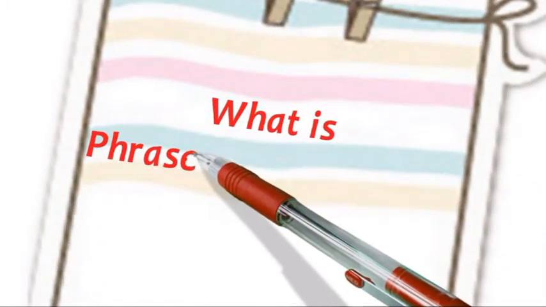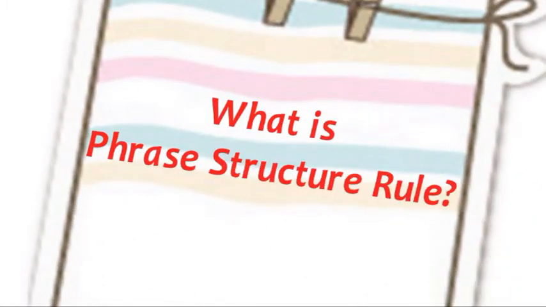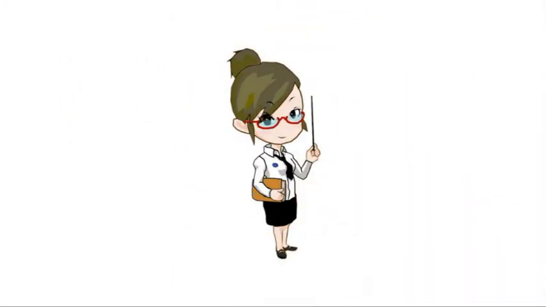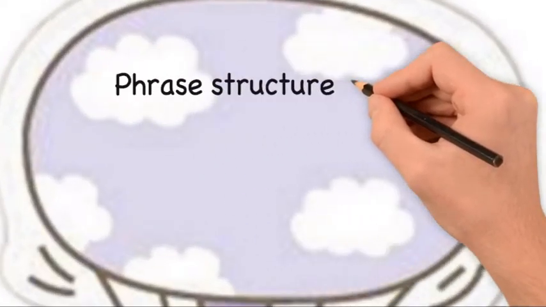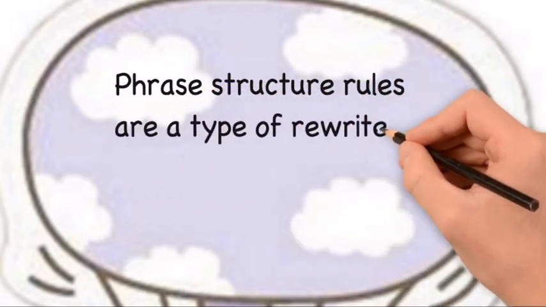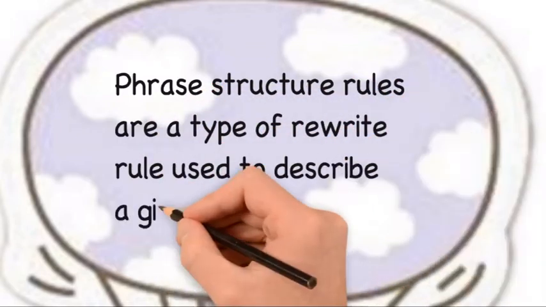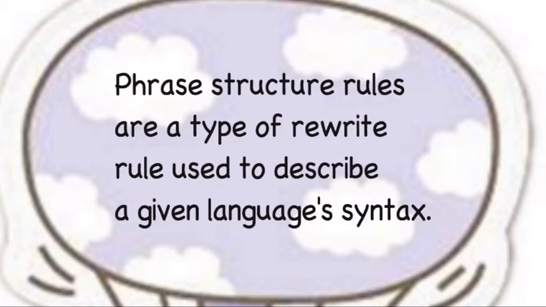So, what is phrase structure rule? A phrase structure rule is a type of rewrite rule used to describe a given language's syntax.